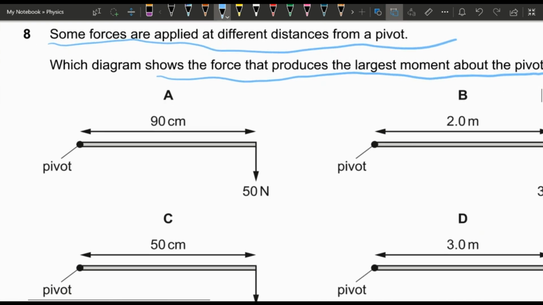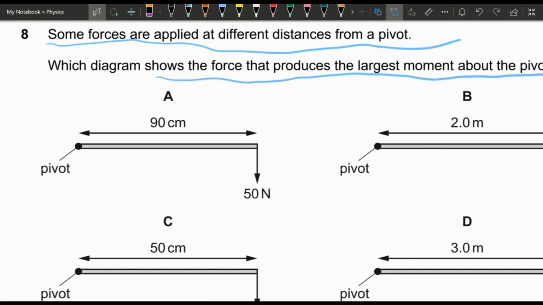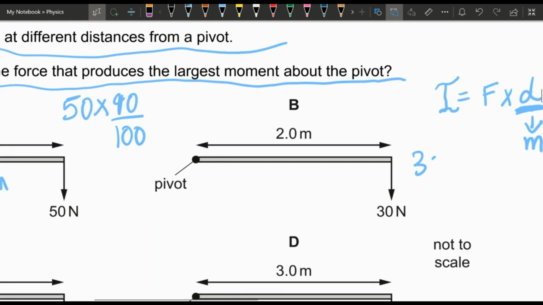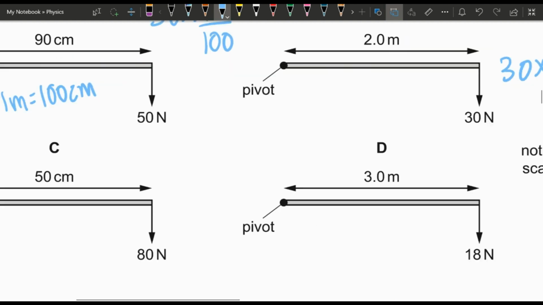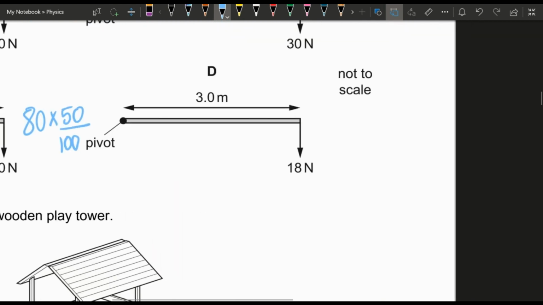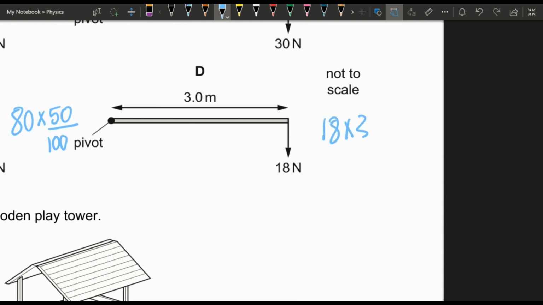So let's look over here at what the moment is. The force is 50 newton and the distance is 90, and we'll divide it by 100. Why? Because 1 meter is 100 centimeter, and we need distance in meter. Now let's look over here. Force times perpendicular distance, which is 2. So this will give us 60 newton meter of moment, right? And this is force times perpendicular distance, which is 50 upon 100. I'll calculate it first. This will be 18 times 3, right? So this will be 54 newton meter.